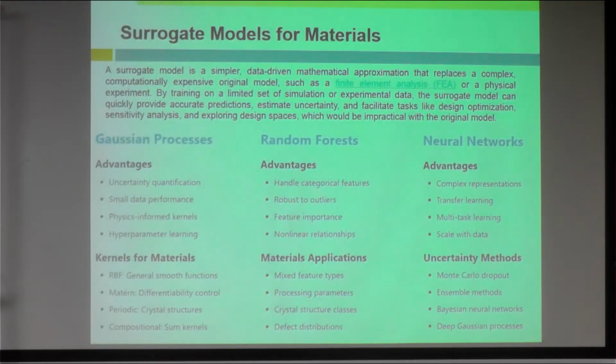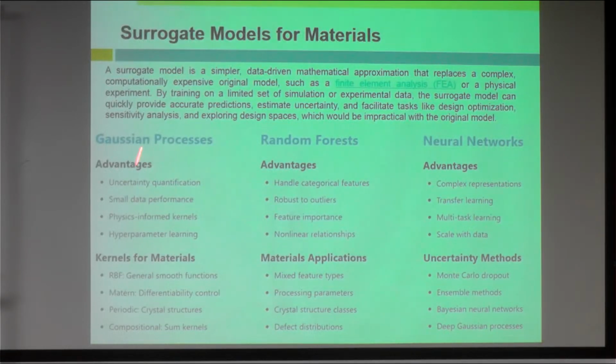So, surrogate model for materials. A surrogate model is a simpler data-driven mathematical approximation that replaces a complex, computationally expensive original model, such as finite element analysis or a physical experiment. By training on a limited set of simulation or experimental data, the surrogate model can quickly provide accurate predictions, estimate uncertainty, and facilitate tasks like design optimization, sensitivity analysis, and exploring the design space, which would be impractical with the original model.